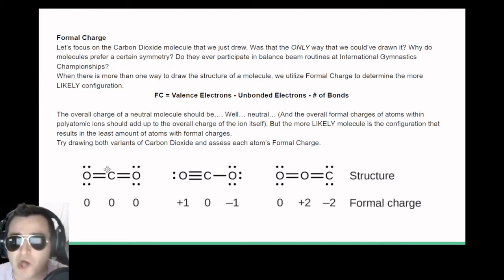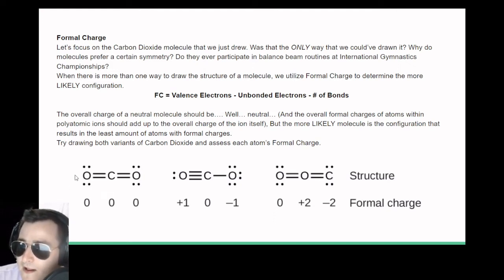And so I've got all three different ways to draw carbon dioxide, of which only one is truly valid, but it's the explanation for why only one is valid, right? This one on the right should look incredibly alien to us. But if we just look at an individual oxygen on this left structure, the correct structure, each oxygen has 6 valence electrons. They also have 4 electrons that aren't in bonds. Those are unbonded electrons or lone pairs. 6 minus 4 is 2. But each of these oxygens also has 2 bonds. Remember what I said, that each bond only counts as 1, not 2, even though there's 2 electrons in it.